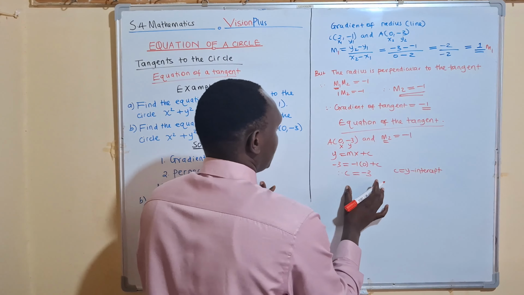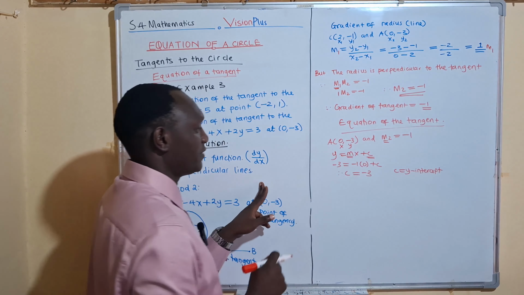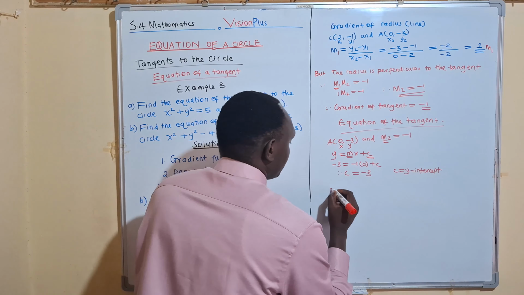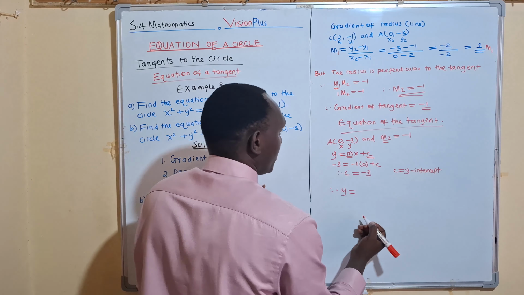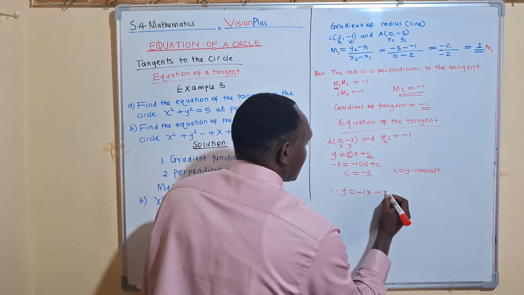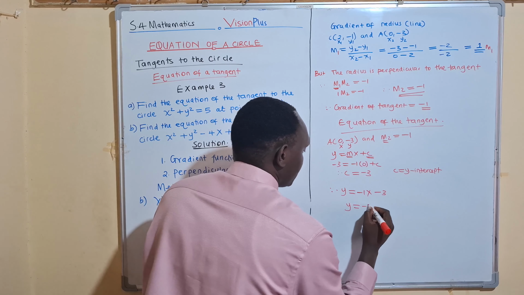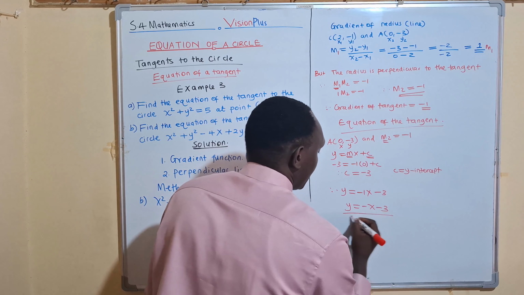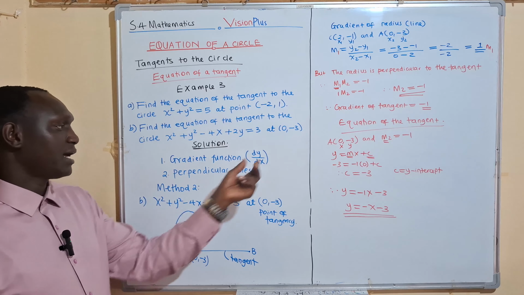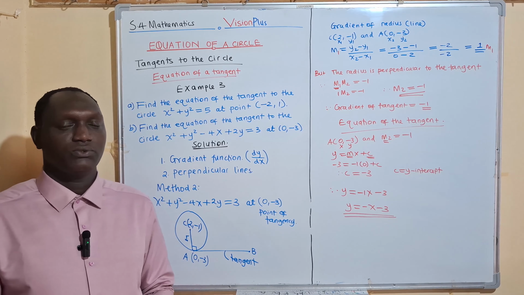After getting c, in the equation we just substitute for m and c, because the equation of the line defines generally the line at any point. So here we shall have y equals m, which is -1, times x, plus c. C is -3. -1x is the same as -x, therefore y becomes -x minus 3. And now this is our equation of the tangent to this circle at the point of tangency (0, -3). This is the solution to example 3.